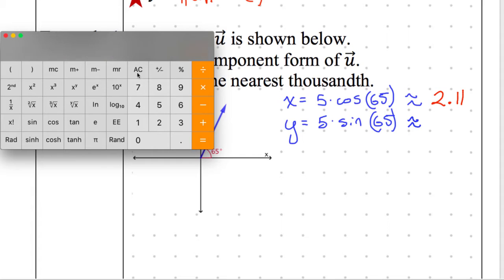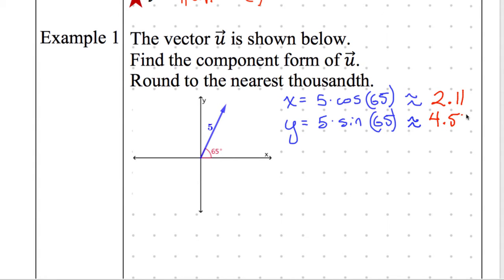Another way of doing it is I can clear this. I can hit 65 first, do sine of that, and then multiply that by 5. So 65, sine of that, and multiply by 5. Do you get 4.53? 4.53. All right. And those are our final answers. That's our component form. We would write this as 2.11, comma, 4.53 in parentheses and box it. There's my box.